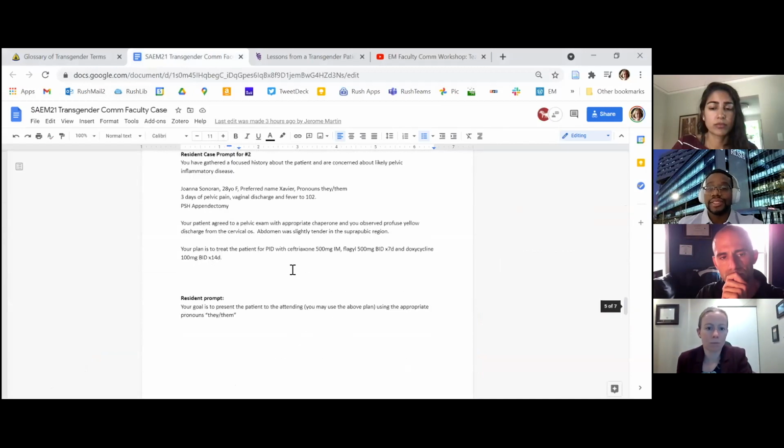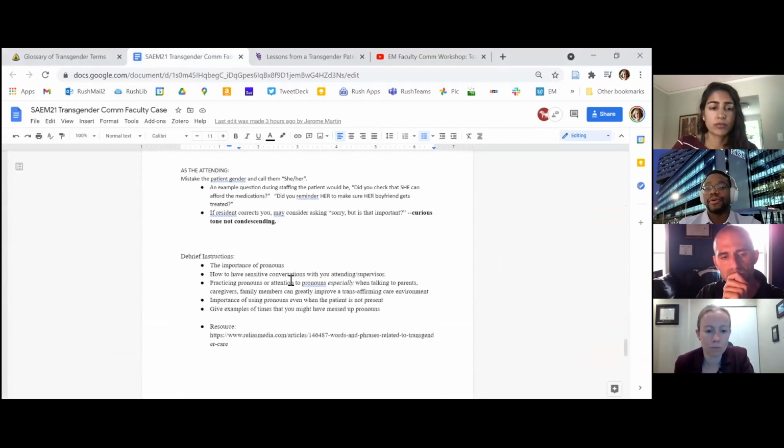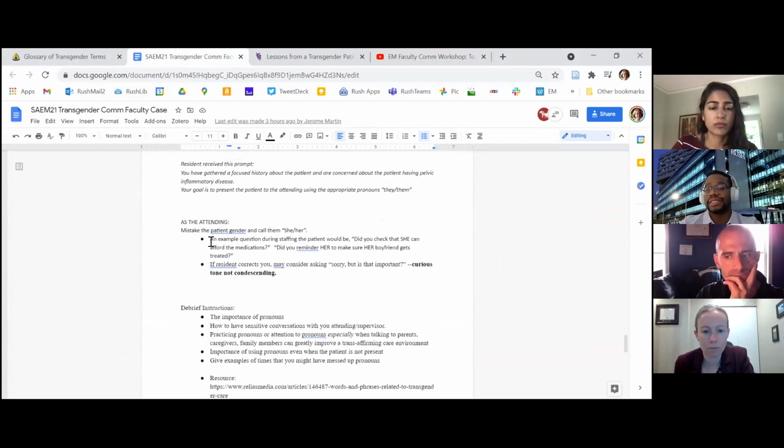That's okay. What do you guys think about this portion of the case? As you can see, it's a little bit different. Similar to the other one, it had its own specific objectives, but the objective for this one was presenting the patient to an attending and utilizing the they/them/theirs pronouns. The other part, which, can you share the prompt again so you can see? In the resident prompt, you're just presenting using they/them/theirs. But on the attending side, the portion that the residents are not initially seeing is that the attending or instructor is purposely supposed to mess up the pronouns so that the residents may feel empowered to correct the misuse of pronouns in this case.